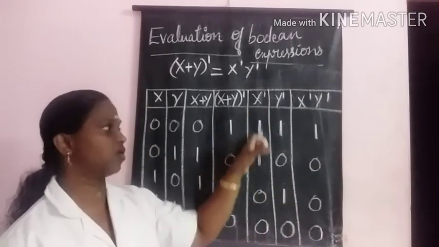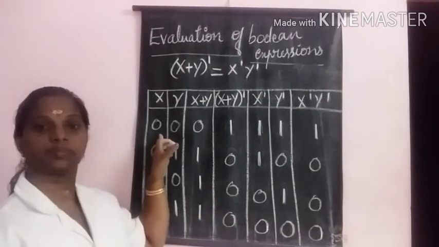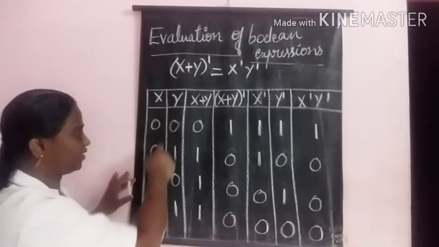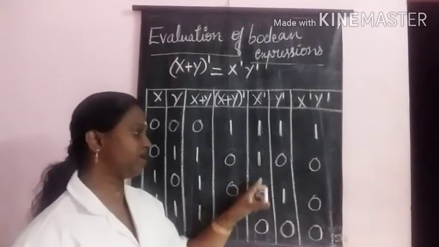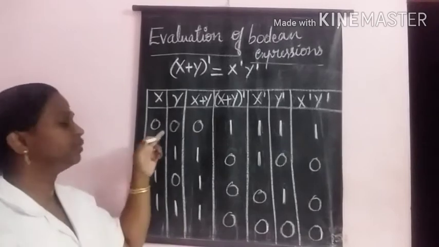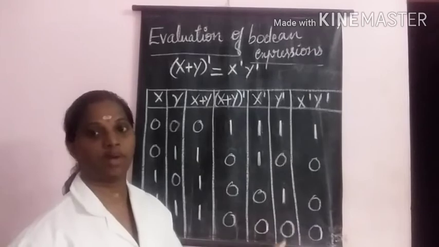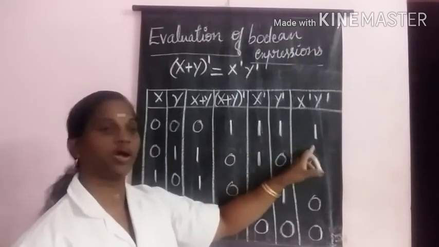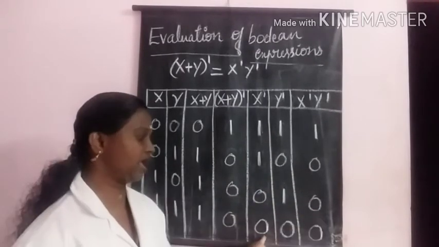So first write the column for x bar or x dash. Both are the same. X dash means complement of x. What are the values in x? 0, 0, 1, 1. So the complement will be 1, 1, 0, 0. Then what are the values in y? 0, 1, 0, 1. Then the complement will be 1, 0, 1, 0. Then x dash y dash, that is 1 dot 1, 1; 1 dot 0, 0; 0 dot 1, 0; and 0 dot 0, 0.